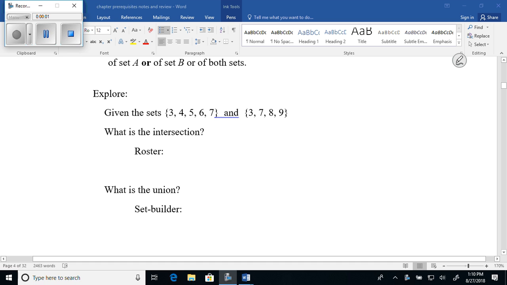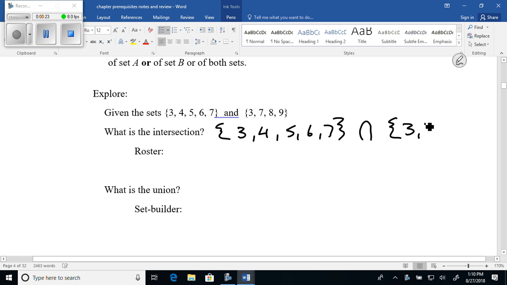About the intersection. Do you remember what intersection means? Where they meet. So what's the symbol for intersection? The upside down U. So if I ask for the intersection, you're asking for 3, 4, 5, 6, 7 intersection 3, 7, 8, and 9. What do they have in common? 3 and 7.